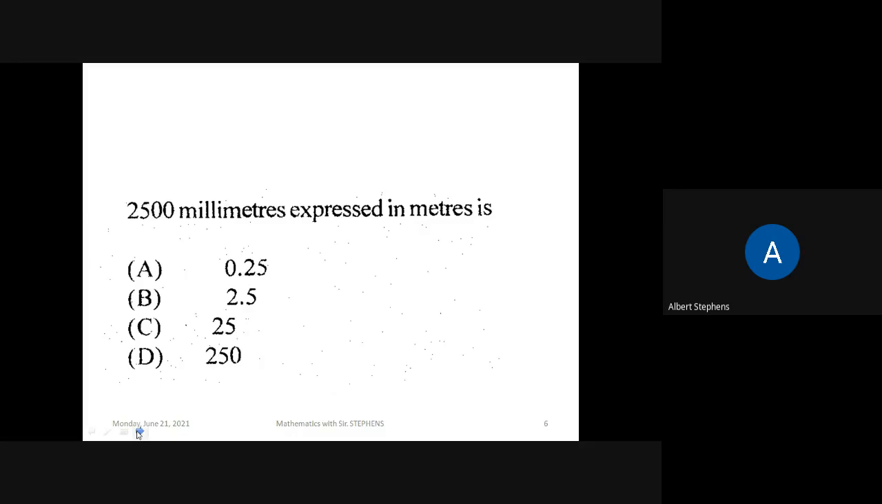So they want us to convert millimeters to meters, right? So basically, we have millimeters. Then next up the line is what? Centimeters. And then we have what? Meters, and then kilometers. So as they go up, these values get bigger, or they represent bigger values.